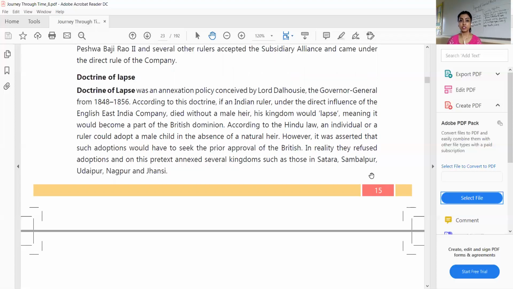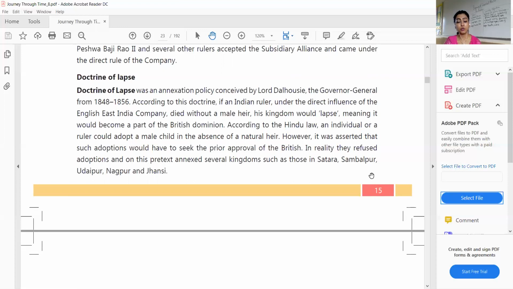So the Doctrine of Lapse was another selfish method introduced by Lord Dalhousie, whereby through treacherous means they again wanted to control other parts of the country. It said that if any Hindu ruler did not have a male successor, then that place would directly come under the control of the British. But as Hindu law says, if a Hindu ruler does not have his own son, he or she can adopt a son, with the approval and permission of the British.